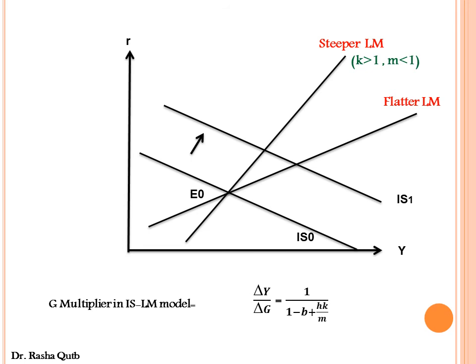On the other hand, when money demand is less sensitive to any change in income, K is low, or when money demand is more sensitive to any change in interest rate, M is high. The LM curve has a low slope, it gets flatter. In this case, fiscal policy would be more effective in influencing economic activity because the crowding out effect in this case would be low.